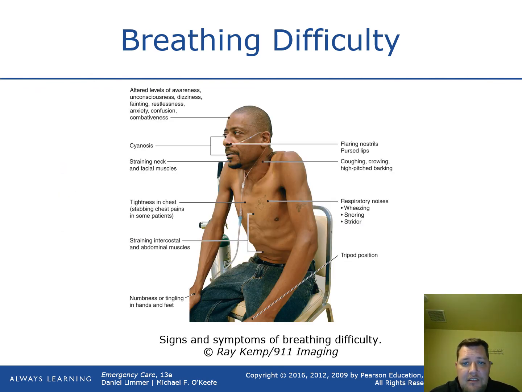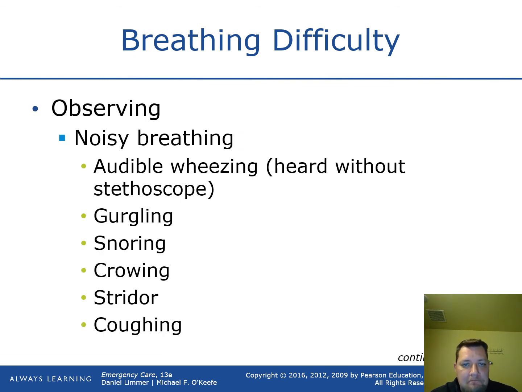Okay. So he's in this tripod position. He's got the barrel chest. You can see that this chest right here kind of looks like a barrel if you were to look at him head on. He's using the intercostal muscles here. Okay. He's also probably got some sternocleidomastoid muscle use going on here as well. He's in the tripod position. He's in respiratory distress, or at least has difficulty breathing.